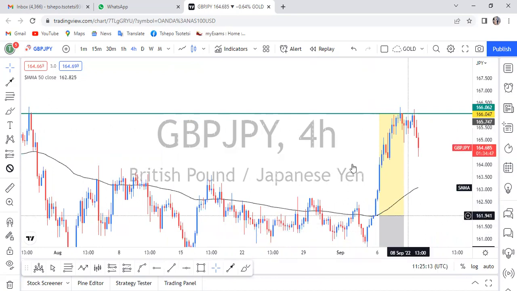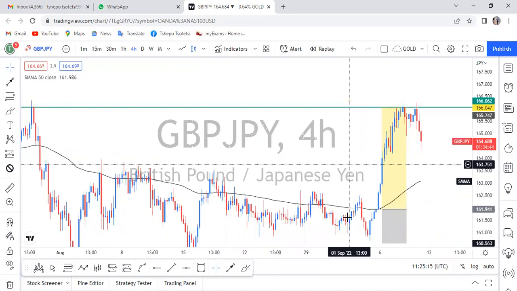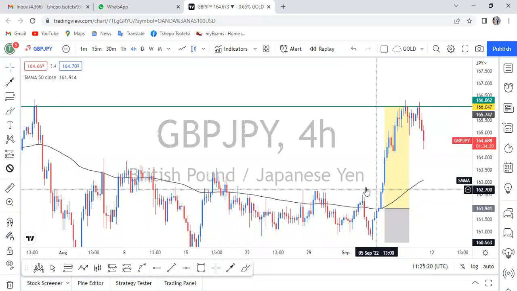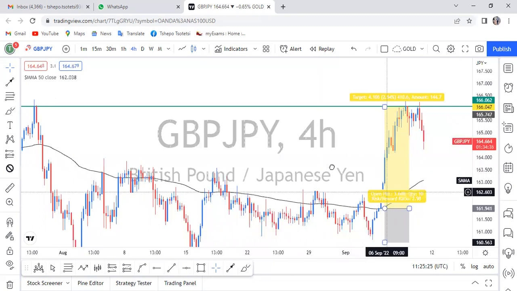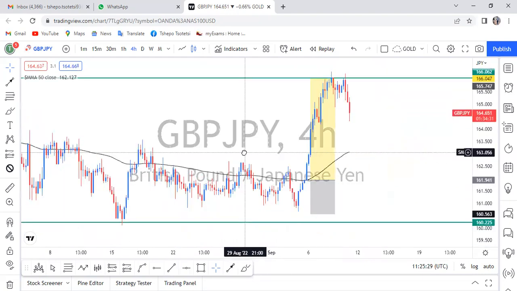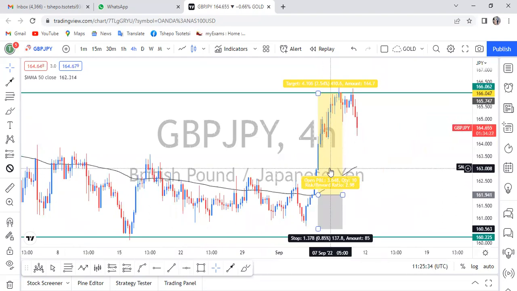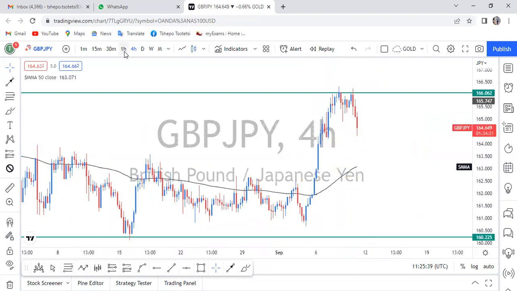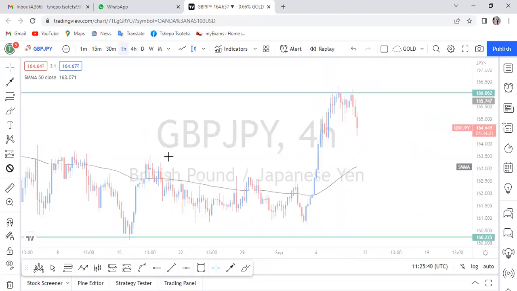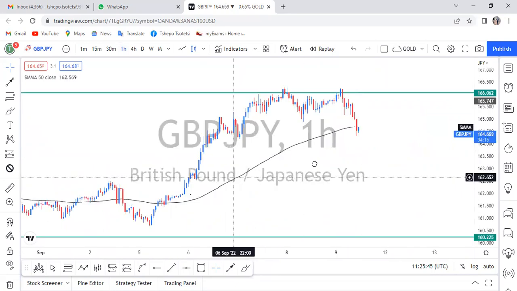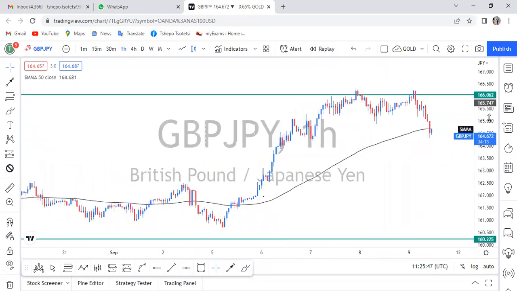I said with moving average, you will wait for a full 1 hour or 4 hour candle to close above your moving average. That's the first entry that you can use with moving average. Let's look at another entry, a trend line. Let's go on 1 hour.